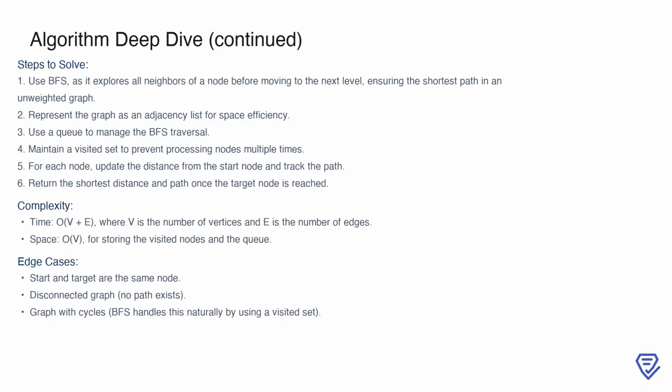The time complexity of this approach is O(V + E), where V represents the number of vertices and E the number of edges, as each node and edge is processed once. The space complexity is O(V), accounting for the visited nodes and the queue.